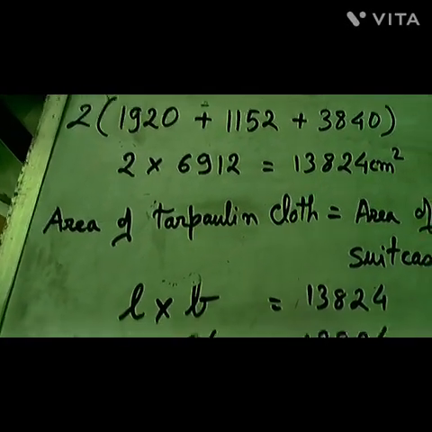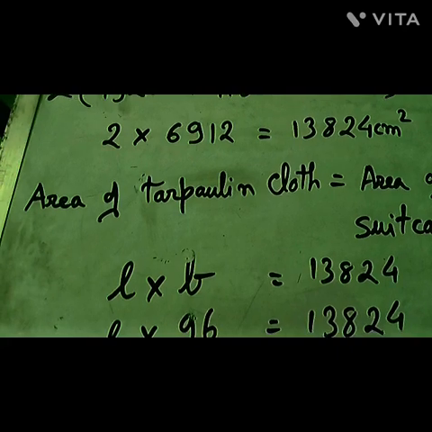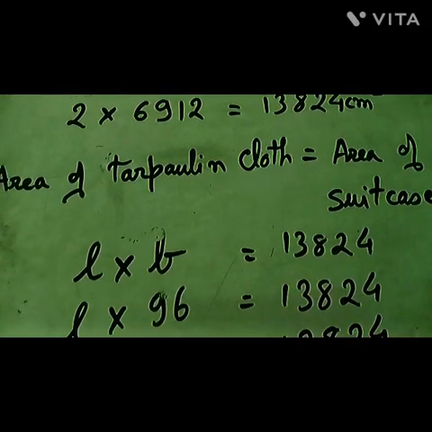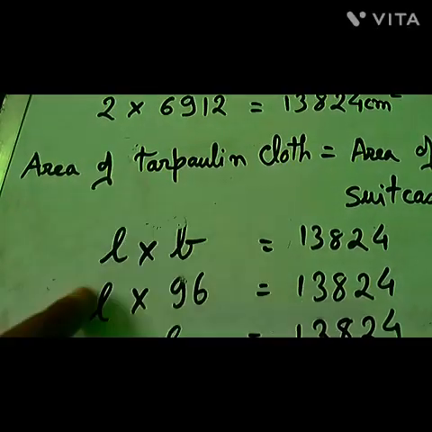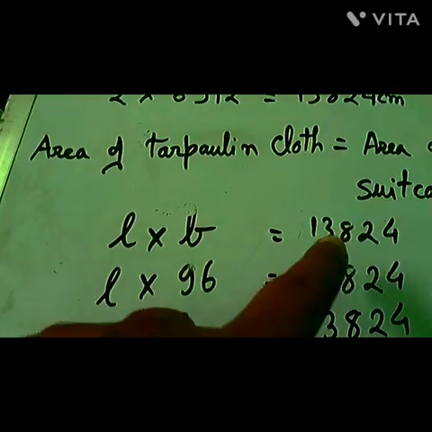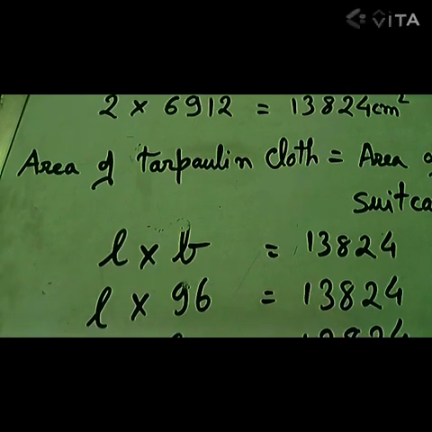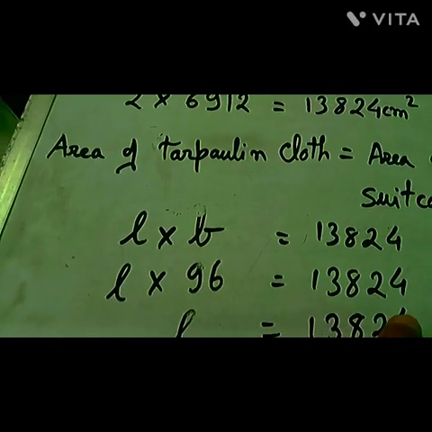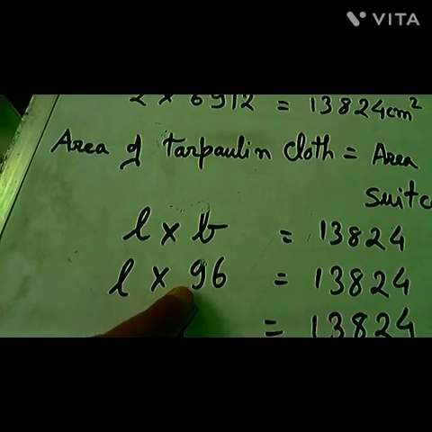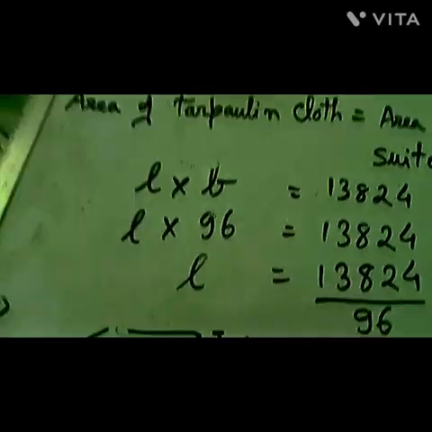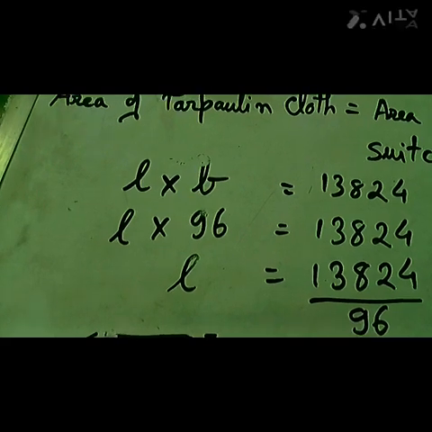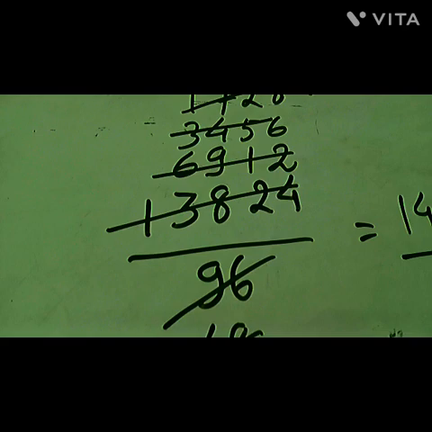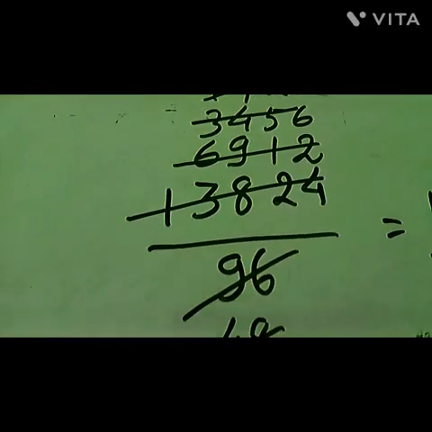Now we know that area of tarpaulin cloth, because we have to cover it by tarpaulin cloth, is equal to area of the suitcase. So what is area of tarpaulin? Area of the tarpaulin cloth is length into breadth, is equal to 13824. So breadth is given 96, so length into 96 is equal to 13824. So length is equal to this multiplication, this will go to the other side as division. So 13824 divided by 96. I will show you how to reduce it. So 13824 divided by 96.